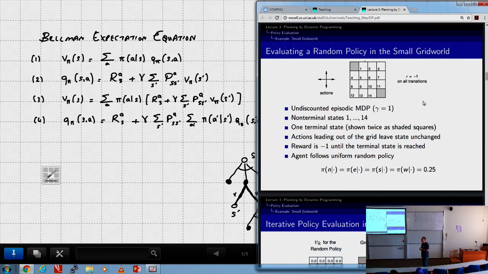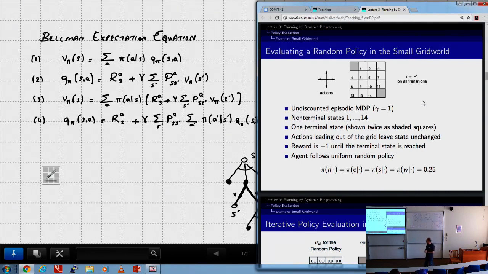So what does V1 look like? I told you what V0 looks like. V0 looks like a bunch of zeros on every state, on every cell. What's V1? After the first iteration, after you do the update based on equation number 3 once, starting with a 0. Minus 3 over 4. Why?